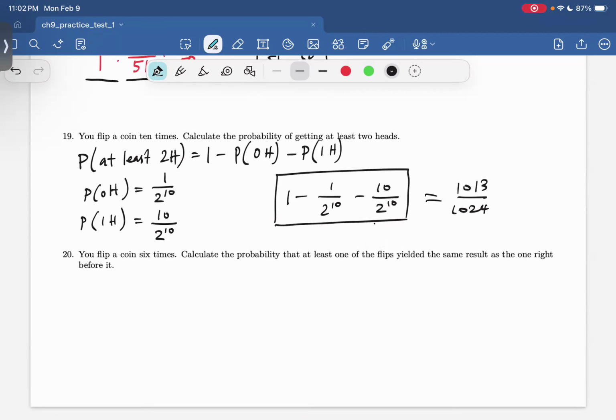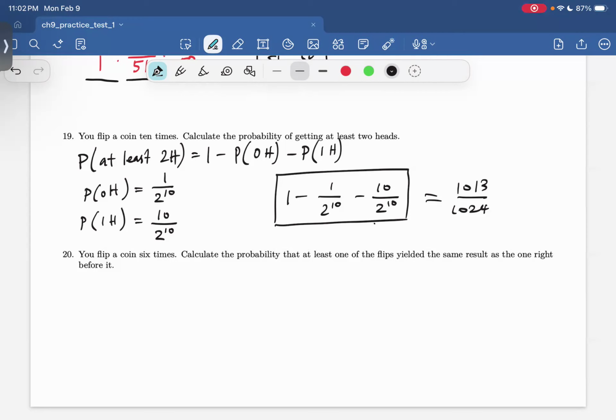You flip a coin 6 times. Calculate the probability that at least one of the flips yielded the same result as the one right before it. Wow, that is some confusing wording. But I do remember what I was trying to say here when I wrote this question. Calculate the probability that at least one of the flips yielded the same result as the one right before it.